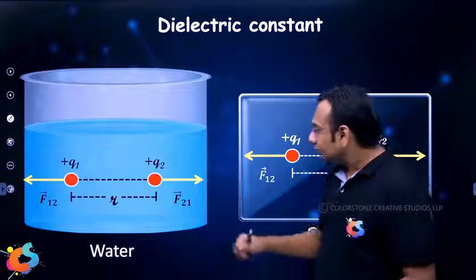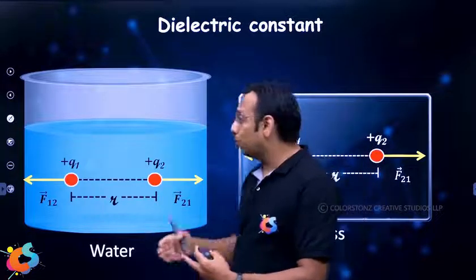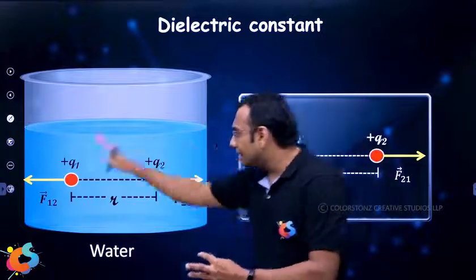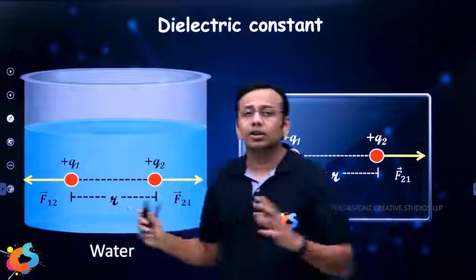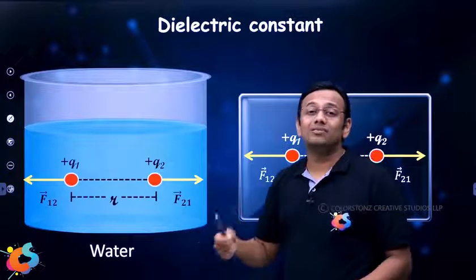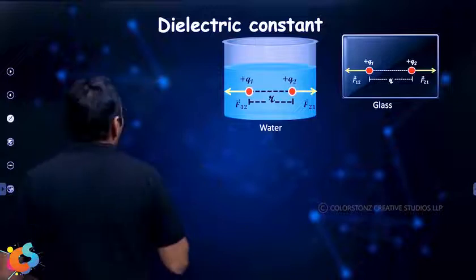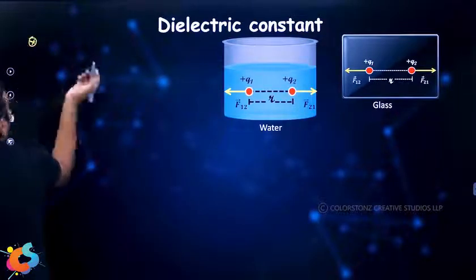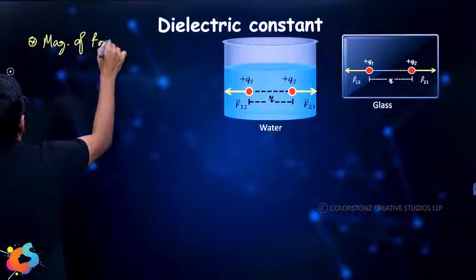All right. So let's try to work out and talk about the magnitude of force in medium. So as I said, if the same setup, you can see this is the exact same setup. If it is kept in some medium like water or glass, any medium, then the force changes. We want to find out what this force becomes. All right. So let's talk about the magnitude of force in the medium. And we already know what is the magnitude of force in vacuum.